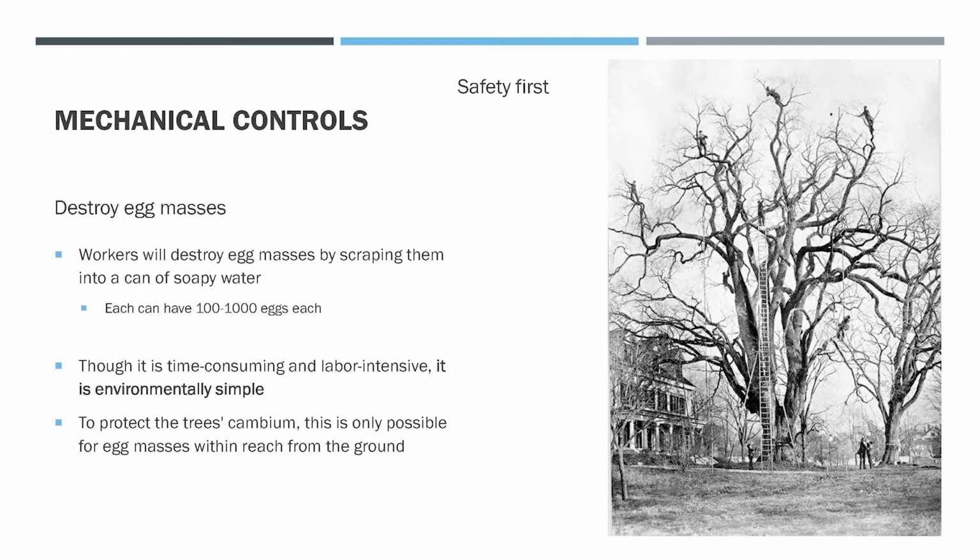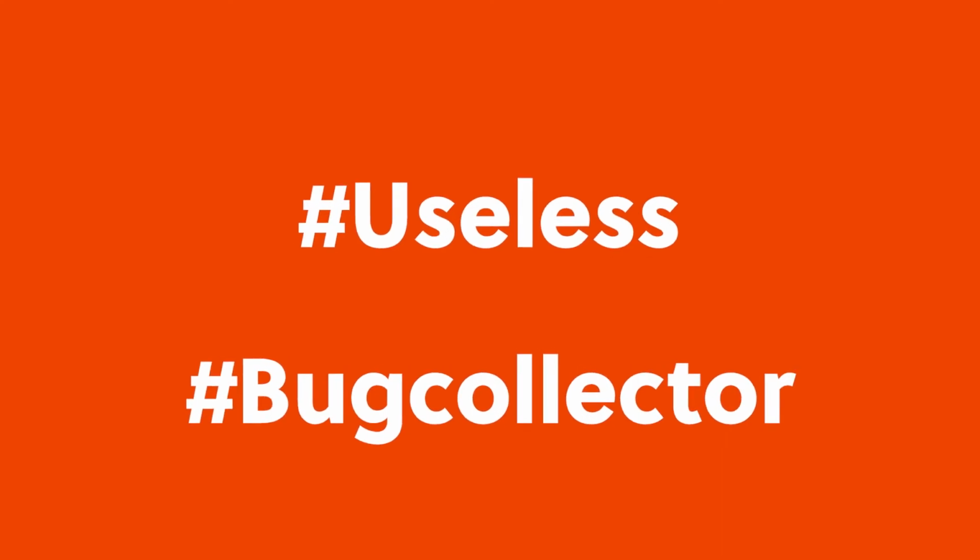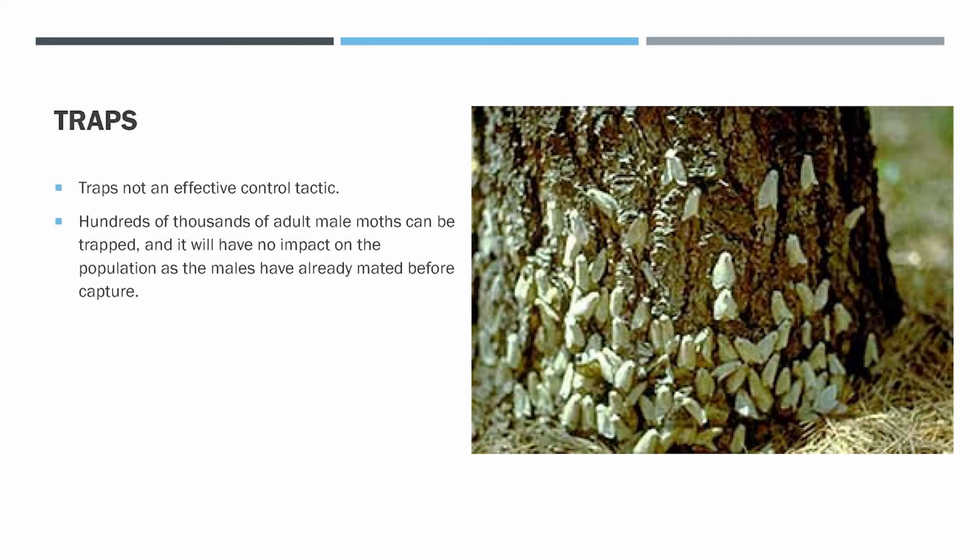Workers will destroy all egg masses in and around campus by scraping them into a can of soapy water. Seeing as every egg mass can contain from 100 to 1,000 eggs, this adds up. Traps have absolutely no effect at all. Hundreds of thousands of adult male moths can be caught, and that will have no impact on the population of males that have already mated before the capture.